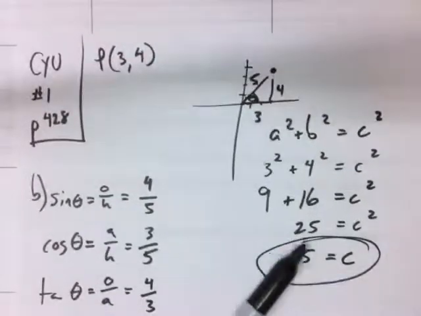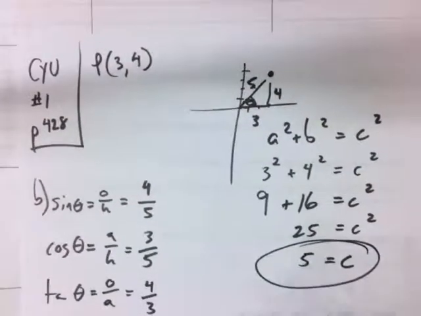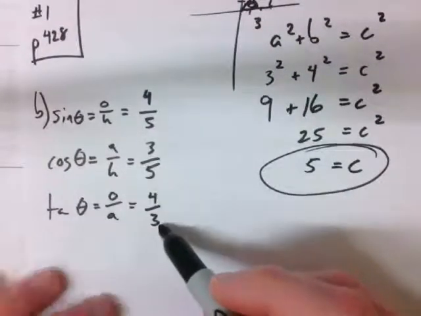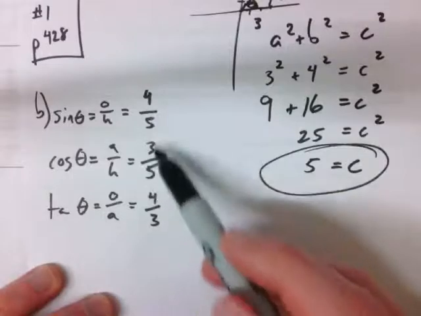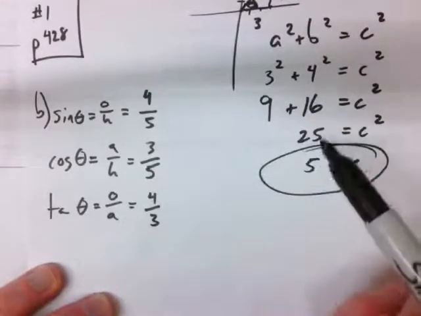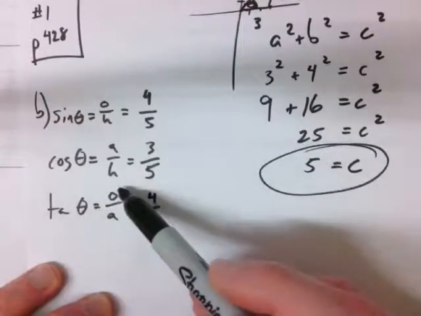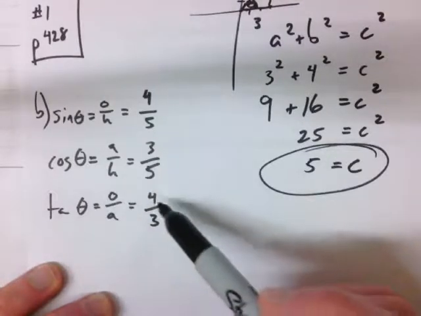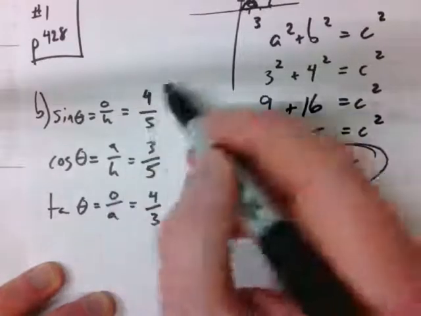Tan is the only time you're going to have an improper fraction where the numerator is bigger than the denominator, because the hypotenuse in a right angle triangle is always the longest side. Tan of theta does not include the hypotenuse. The top number won't always be bigger, but it can be. So these are our answers.